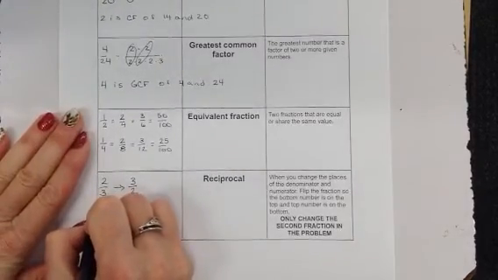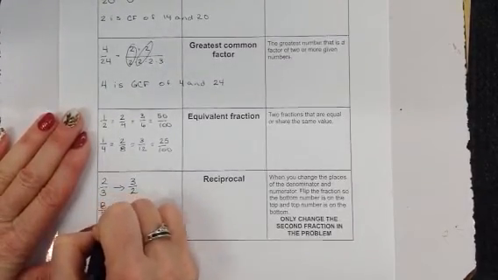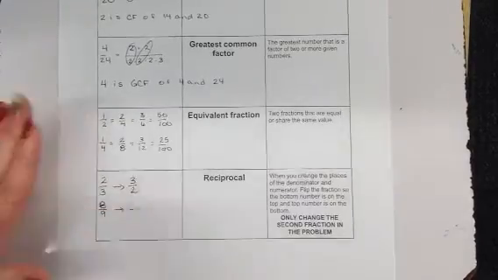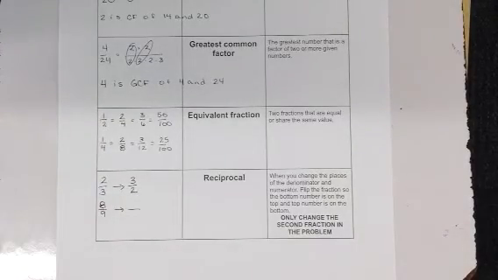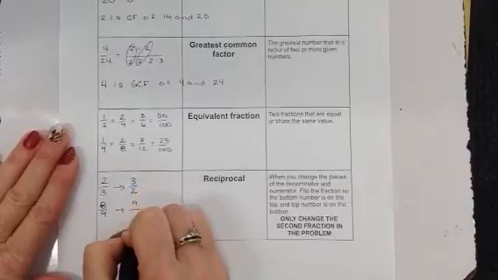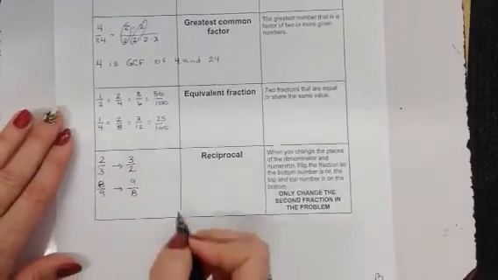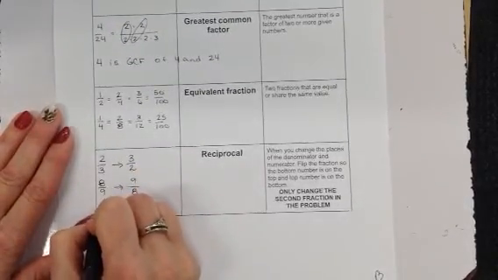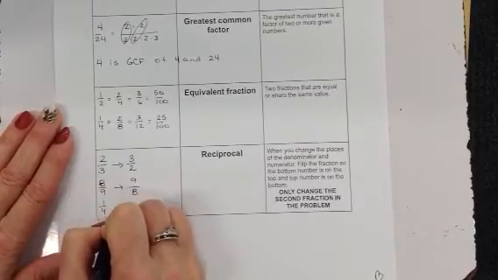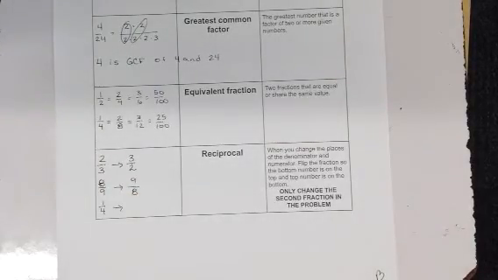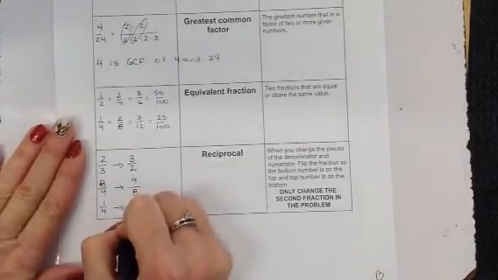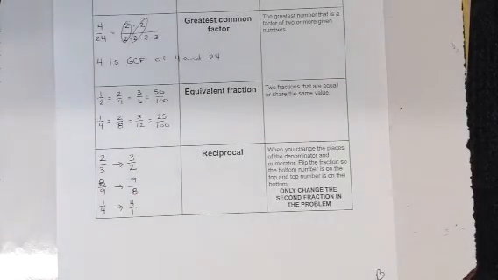So try it with 8/9. What is the reciprocal of 8/9? You got it. It's 9/8. And let's try one more. Let's try the reciprocal of 1/4. What is the reciprocal of 1/4? Yes, 4/1. All right. That is our vocabulary lesson for today.